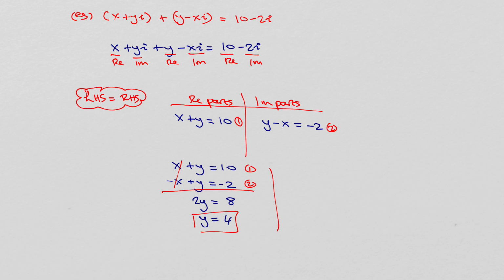And then to solve for x, we simply just take y, and we're going to sub y into either equation 1 or 2. I'm going to go with 1. And that gives me x plus 4 equals 10. Therefore, x equals 10 minus 4, which is 6.